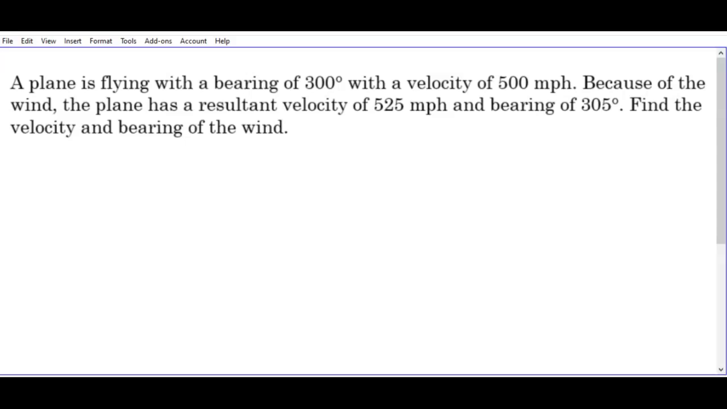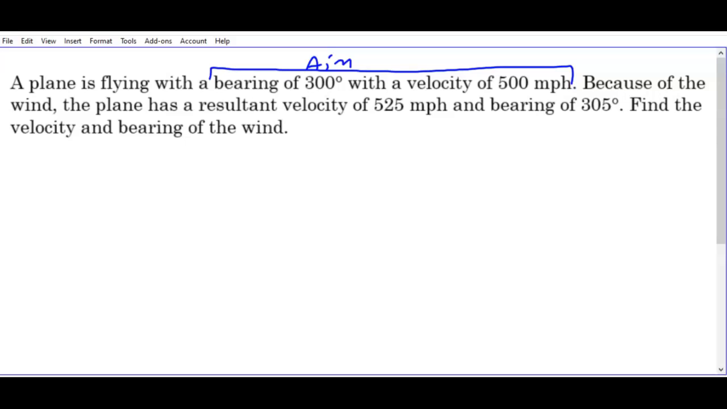A plane is flying with a bearing of 300 degrees with a velocity of 500 miles an hour. Because of the wind, the plane has a resultant velocity of 525 miles an hour and a bearing of 305. Find the velocity and bearing of the wind. Okay, what are we given? What's this first one, the bearing and a velocity of 500 miles an hour? Is that the aim, the wind, the ground? That's the aim. Exactly. That's where we're aiming.